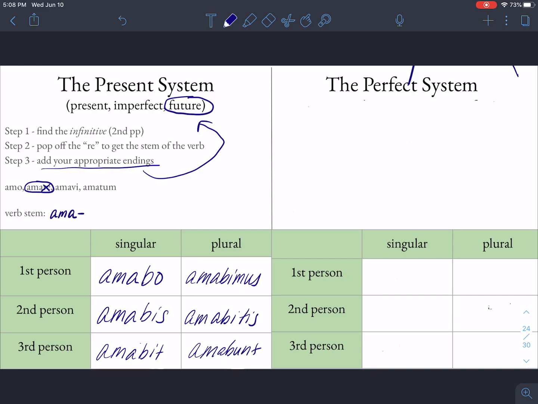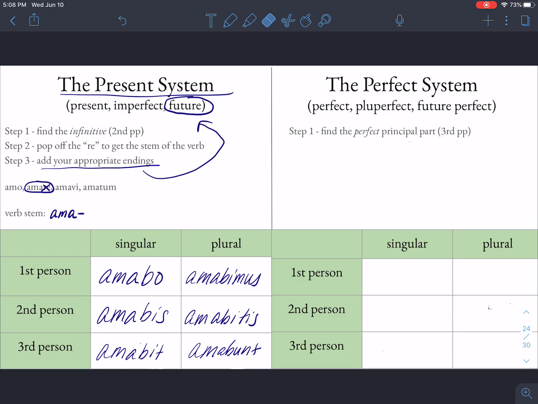Okay? All right, now just a quick side note. No, actually, we're not going to talk about that now. Now, conjugating that way is just the present system. Conjugating in the perfect system is slightly different. The perfect system includes the perfect, the pluperfect, and the future perfect tenses. So the steps are slightly different for conjugating in this verb system.